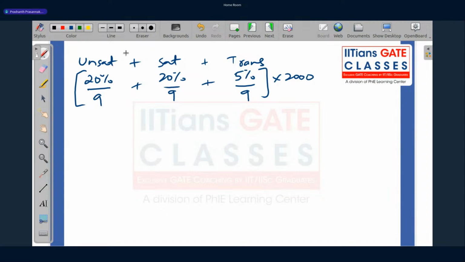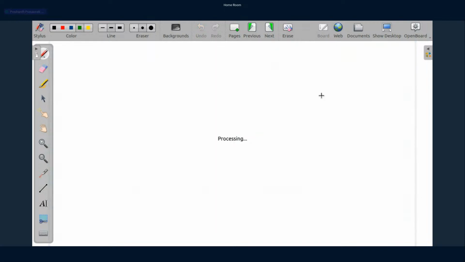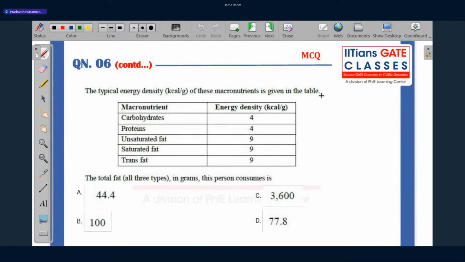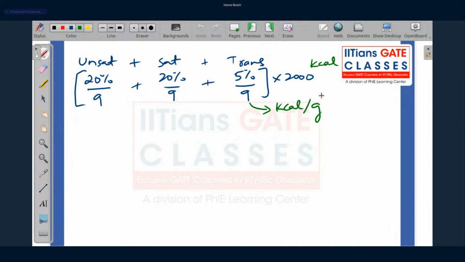Let me write down the units also. 2000 is kilocalorie, and this 9 will be kilocalorie per gram, right? Yeah, kilocalorie per gram. So if you see the units also, kilocalorie and kilocalorie will cancel and we'll be getting gram. That's one way to make sense of the data that's being presented.